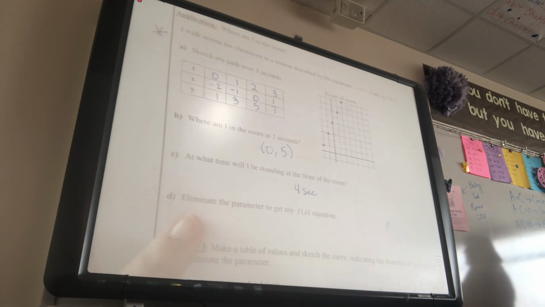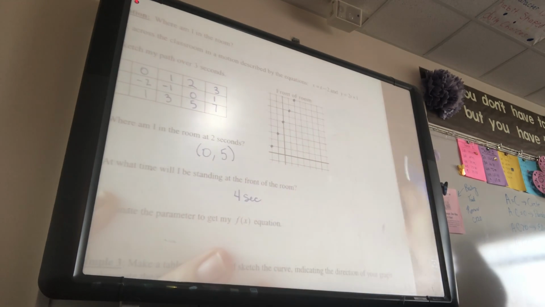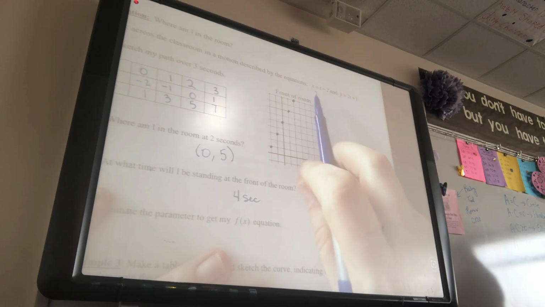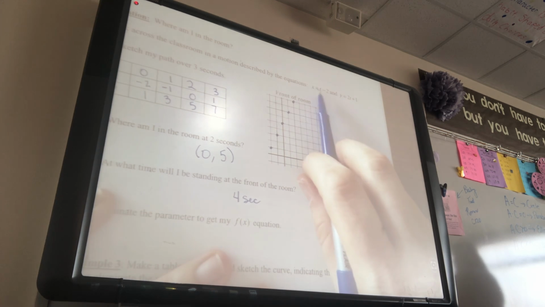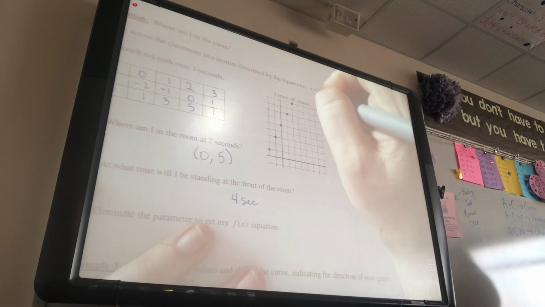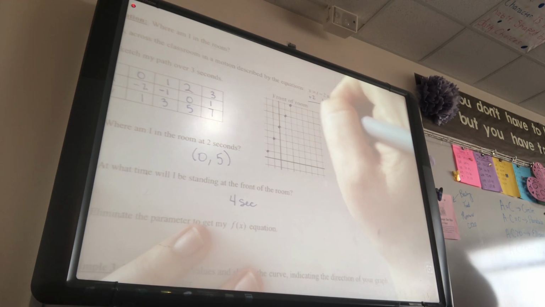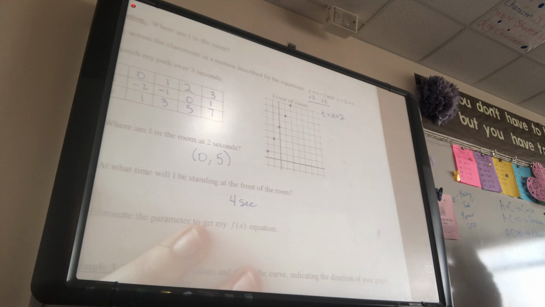What does it mean to eliminate the parameter? Get rid of t. Which equation do I start with? X. I'm going to come over here to do my work. It gives me a little bit more space. So if I'm solving for t in this first equation, in the x equation, what am I going to do? Add 2. So t is equal to x plus 2.